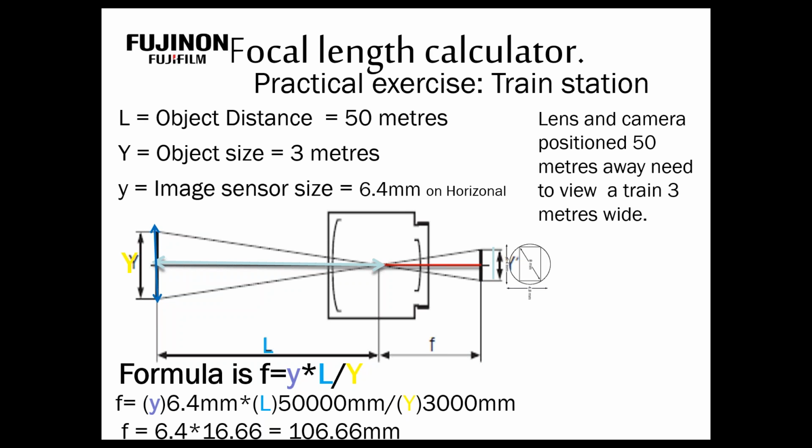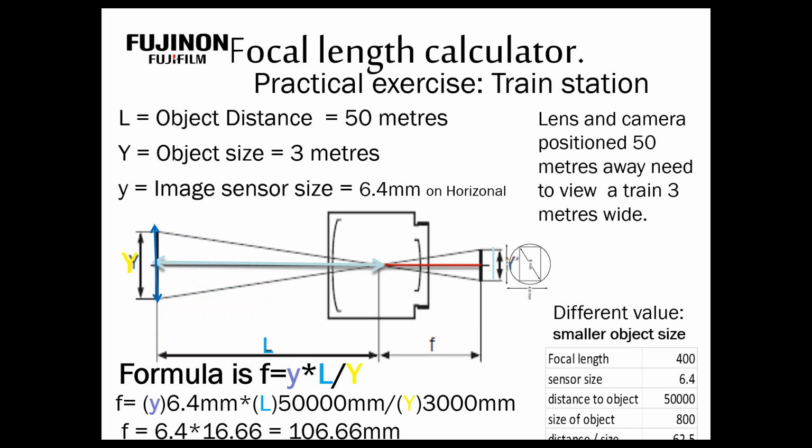Let's just try a different example and say that we want to view from the same distance an object size that is 800 millimeters wide, roughly the size of a human's torso. Our focal length would then have to be 400 millimeters long.